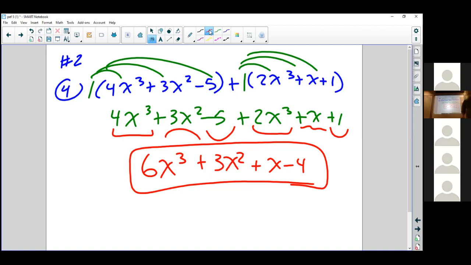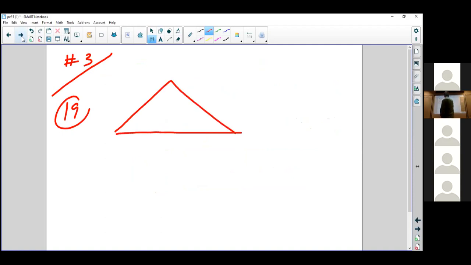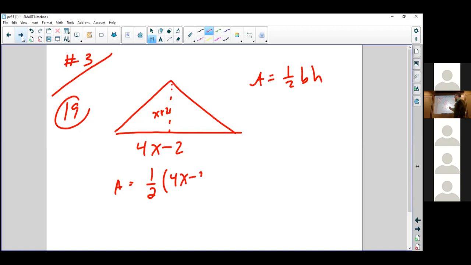I know that on the third page, there was a problem on the back, number 19, which was a triangle. They have the whole bottom being 4x minus 2, and they have the height being x plus 2. And they wanted us to find the area, so you have to dig back and remember the area of a triangle is 1/2 base times height. So I'm going to go area equals 1/2 base, which is 4x minus 2, times height, which is x plus 2.